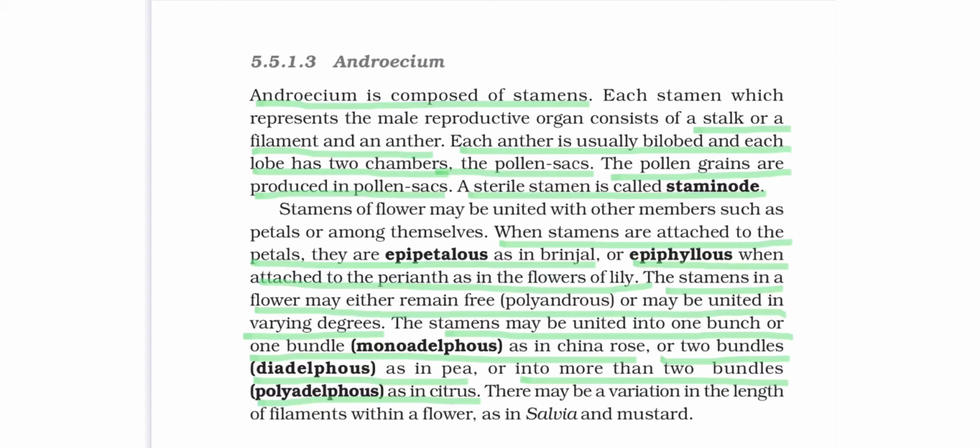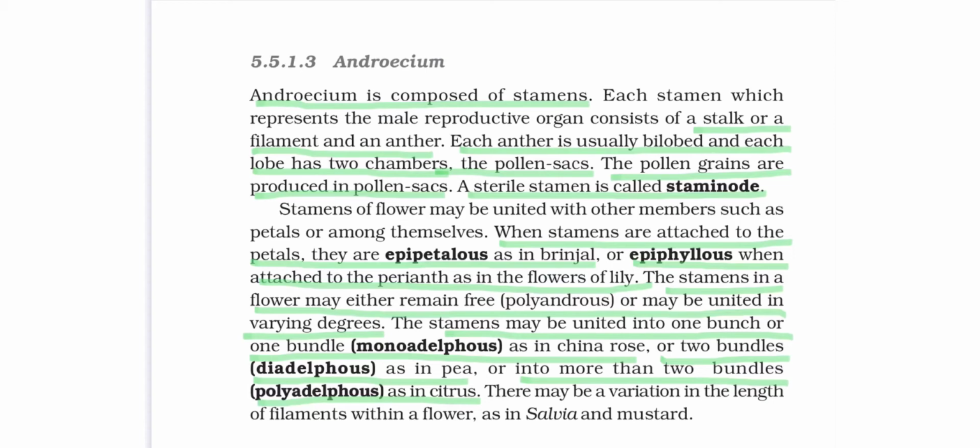Then another condition is epiphyllous. Here, when the stamens are attached to the perianth, this is known as epiphyllous, and the best example is found in lily. Let us again revise the meaning of perianth. In the last session I told you the perianth is that condition in which the calyx and corolla are not differentiated. It can be observed just like in lily, or you might have seen bougainvillea. There only a petal-like structure is observed, but it is not known as petal because the calyx and corolla parts are not differentiated. So this condition is known as perianth.